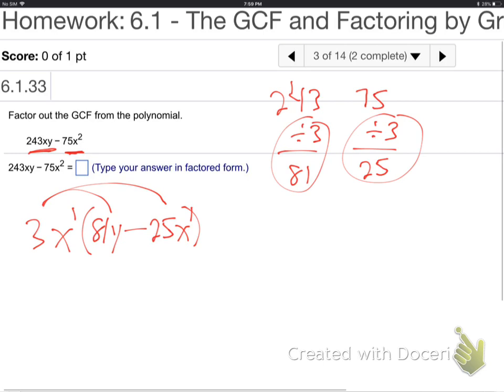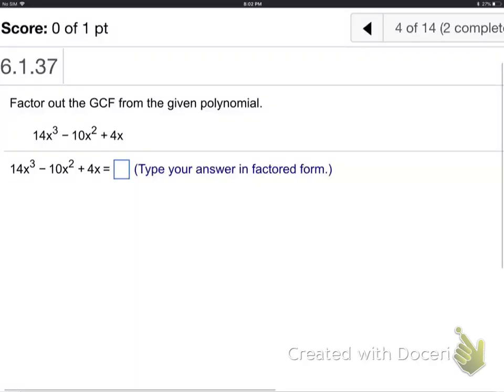Good. Yeah? On an exam, can we use calculators? Yep, absolutely. You can use calculators on everything. Okay. So there we go.